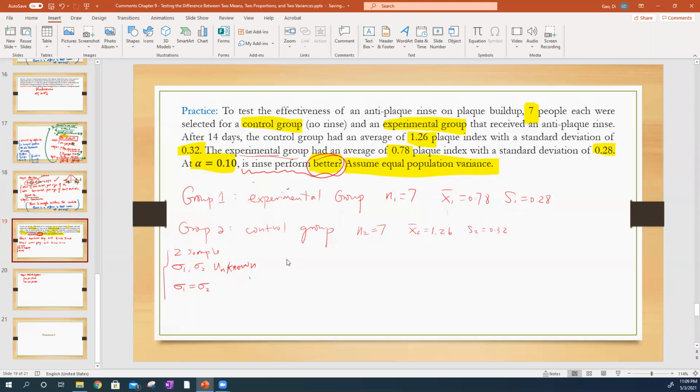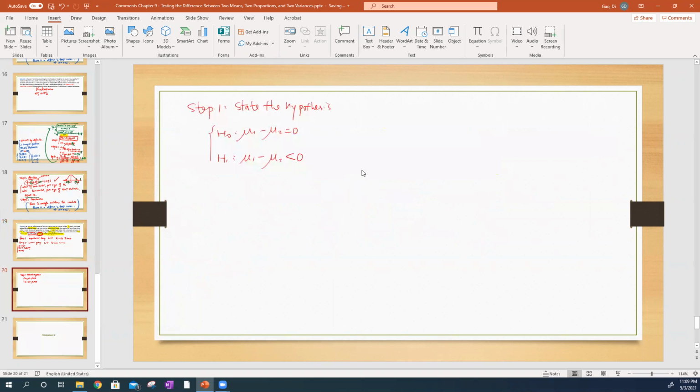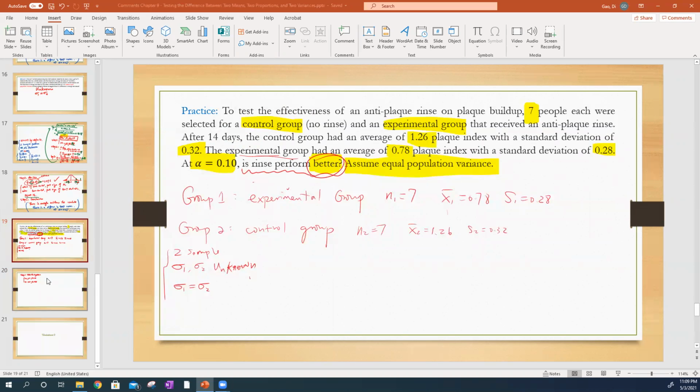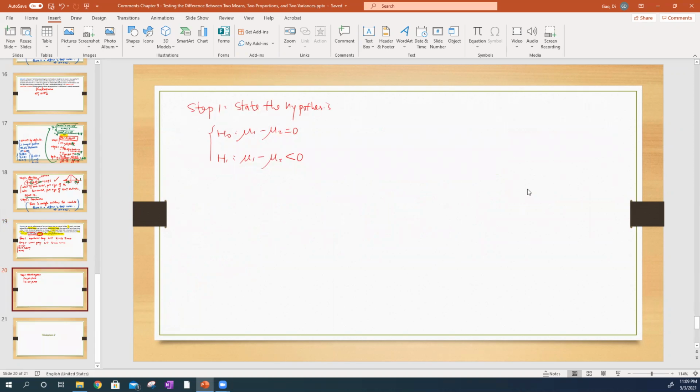So that's why we always specify the groups at the beginning. So we need to label which one is group 1 and which one is group 2 so that we have the correct sign for the alternative hypothesis. Even though it says better, it is smaller than. And then after we know that, we can look at our step 2, critical value. So the critical value is determined by the sign, smaller than, and alpha.